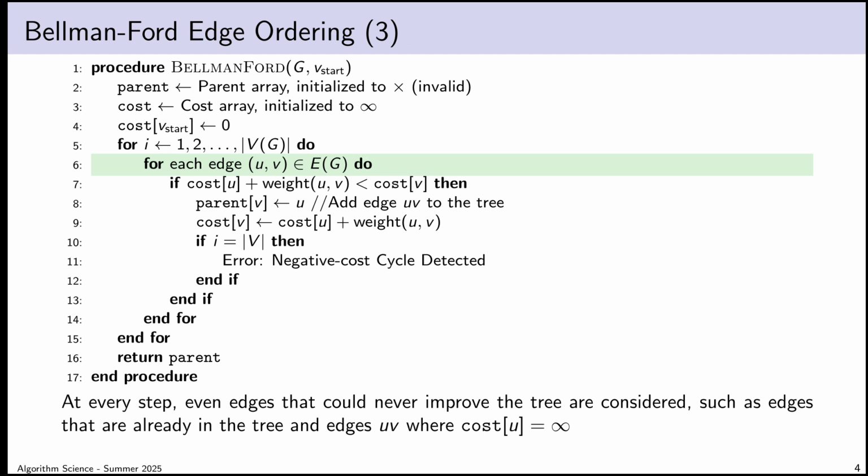So at every step, even edges that couldn't improve my current tree get considered, such as edges that are already in the tree. Obviously, if an edge is already in the tree, why bother relaxing it again? Nothing's going to change. Or edges where the cost of travel to the source vertex is currently infinity. For example, if I have this vertex u here, and the cost of travel to u is currently infinity, well then what's the point of even looking at this edge?